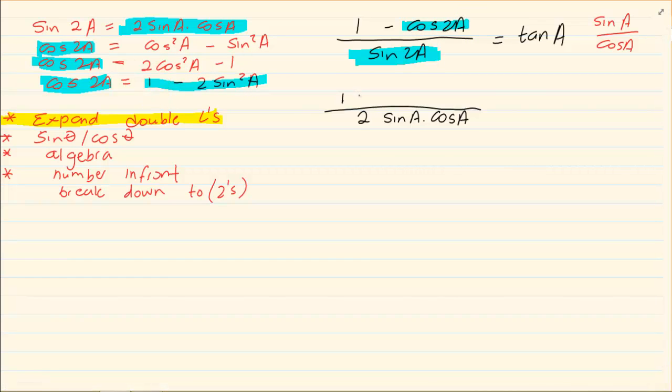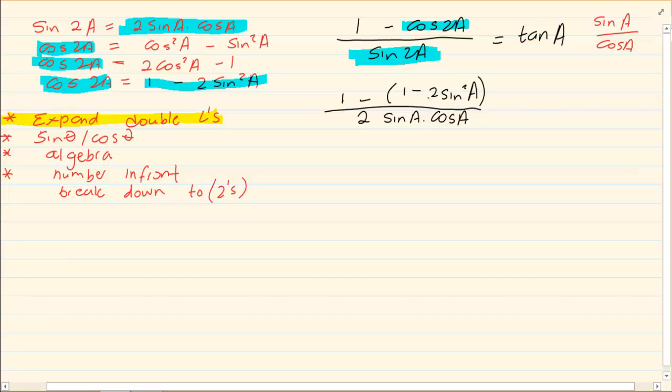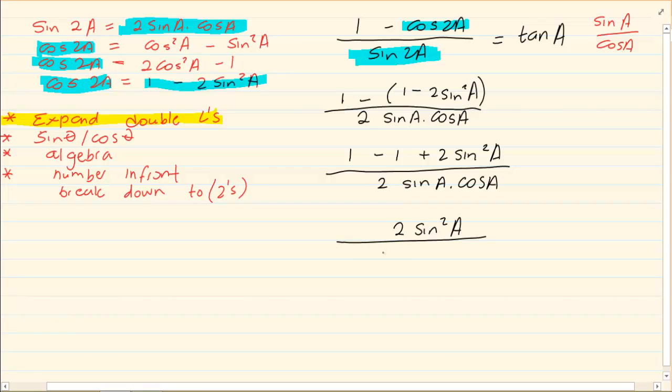Now remember, because it is two terms, when you put a minus, you must put a bracket: 1 minus 2 sin squared A, because the minus outside will affect both terms inside. So now I have 1 minus 1 plus 2 sin squared A all over 2 sin A cos A. 1 minus 1 is 0, so we're left with 2 sin squared A all over 2 sin A cos A. The 2's can cancel out, 1 sin on top can cancel out with 1 at the bottom, and you're left with sin A over cos A, making the right hand side equal to the left hand side.